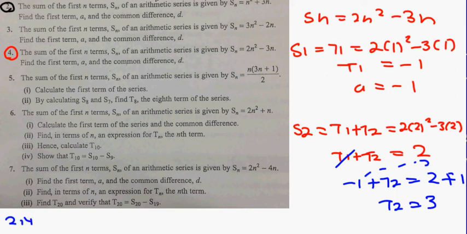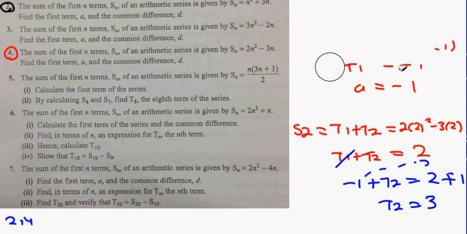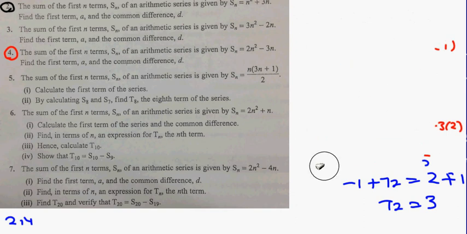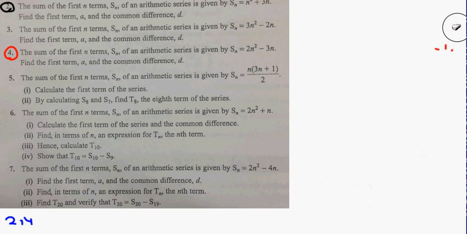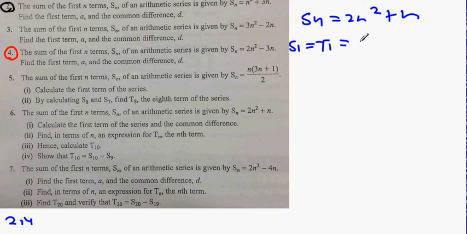Now we're on question 6. In question 6, what we're looking at here is that the sum of the first n terms of an arithmetic series is given by Sn equals 2n squared plus n. Calculate the first term of the series and the common difference. So once again, same thing as last time. S1 is the same thing as T1, which equals 2 times 1 squared plus 1, that equals 3. T1 equals 3, therefore A equals 3.